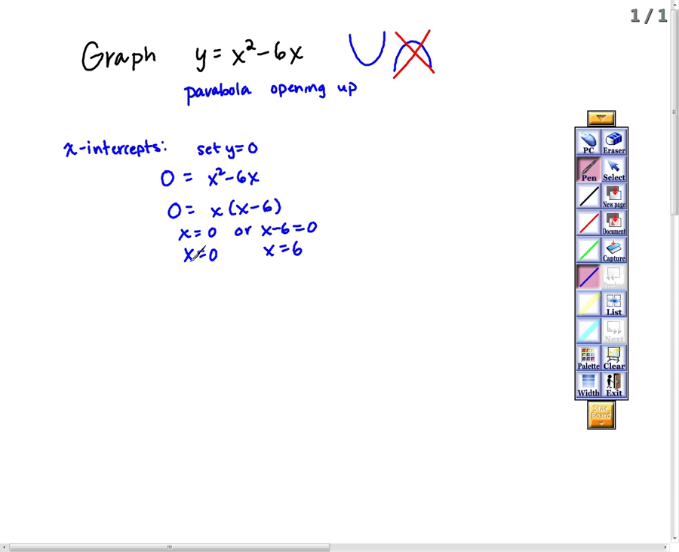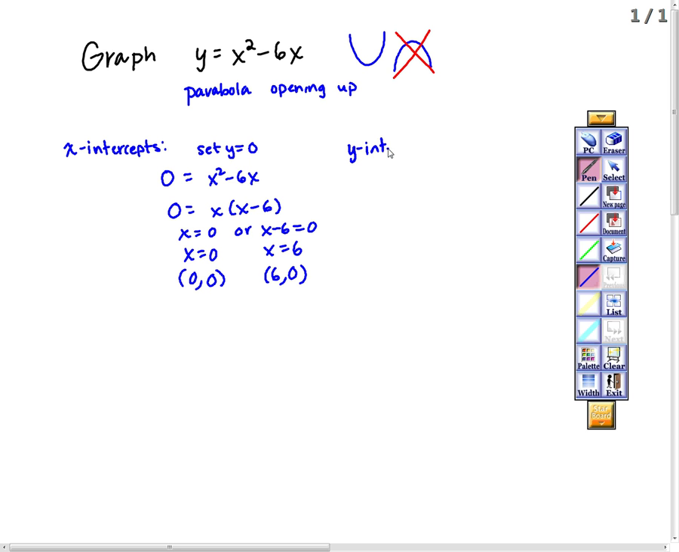Now, notice x equals 0 by itself is not an intercept, because if we were to graph x equals 0, that's a vertical line. x equals 6, again, is a vertical line. So your intercepts are points: we know the x value was 0 and the y value was 0, that's how we got this, so 0, 0. Here, the x value is 6 and the y value is 0. So we have two x-intercepts: 0, 0 and 6, 0.